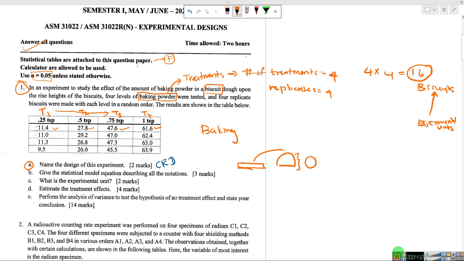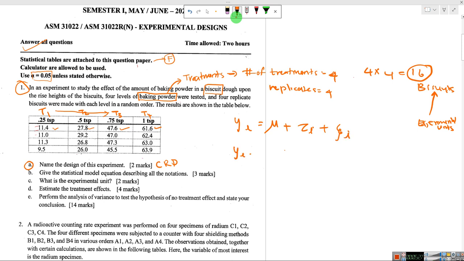So in this direction, the amount of tablespoon of baking powder that we use increases, and the height of the biscuit also increases, right? Now, give the statistical model equation describing all the notations. Since this is a completely randomized design, we are going to use this. For the first one, the answer is CRD. And here y_i = mu + tau_i + epsilon_i, where y_i represents the ith observation.